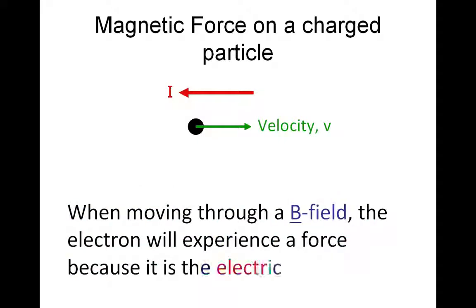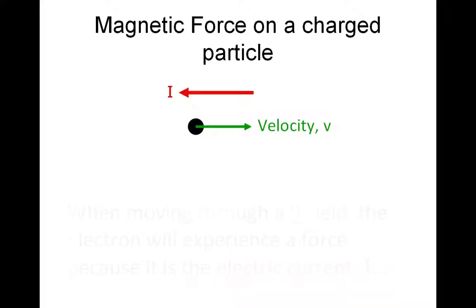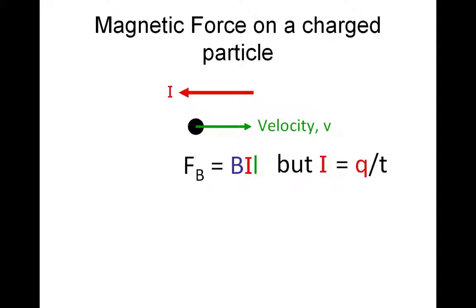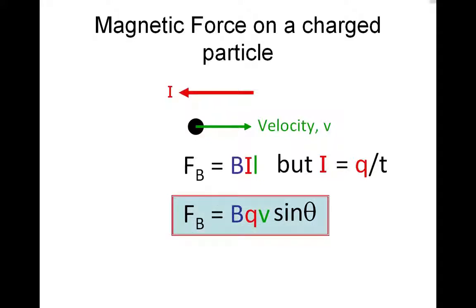As it moves through the B field, it's going to experience a force because the electron is the electric current. So we have F equals BIL, but we know that I equals charge over time, so F equals BQL over t. L over t is the velocity. So we now have, for a single charged particle, the magnetic force acting on it, BQv sine theta.